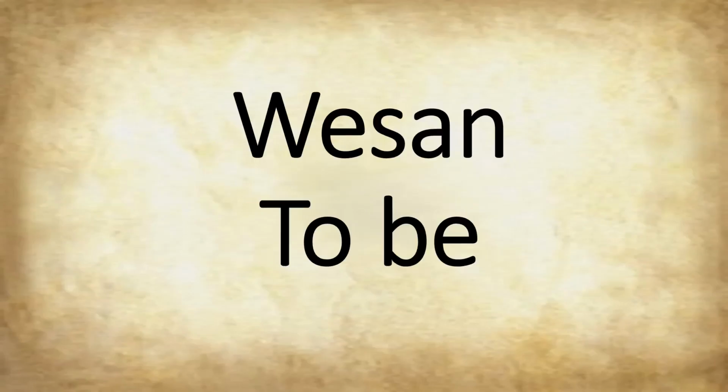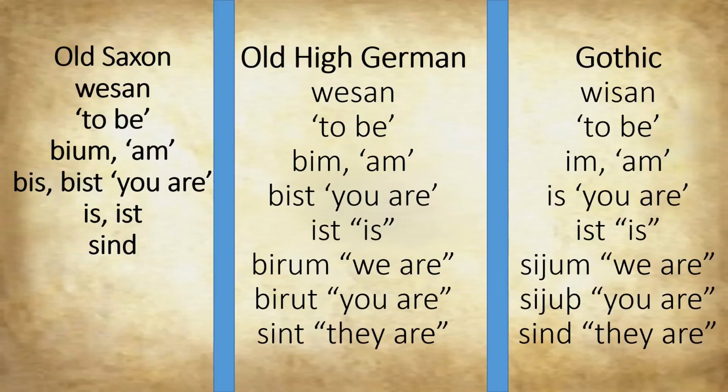Moving on. So the focus of this video will be on the verb to be in the present form. And I do have to say that this video is also going to be fairly hypothetical, and you'll see why. So we have our verb to be here in three different languages. We have Old Saxon, Old High German, and Gothic, right?